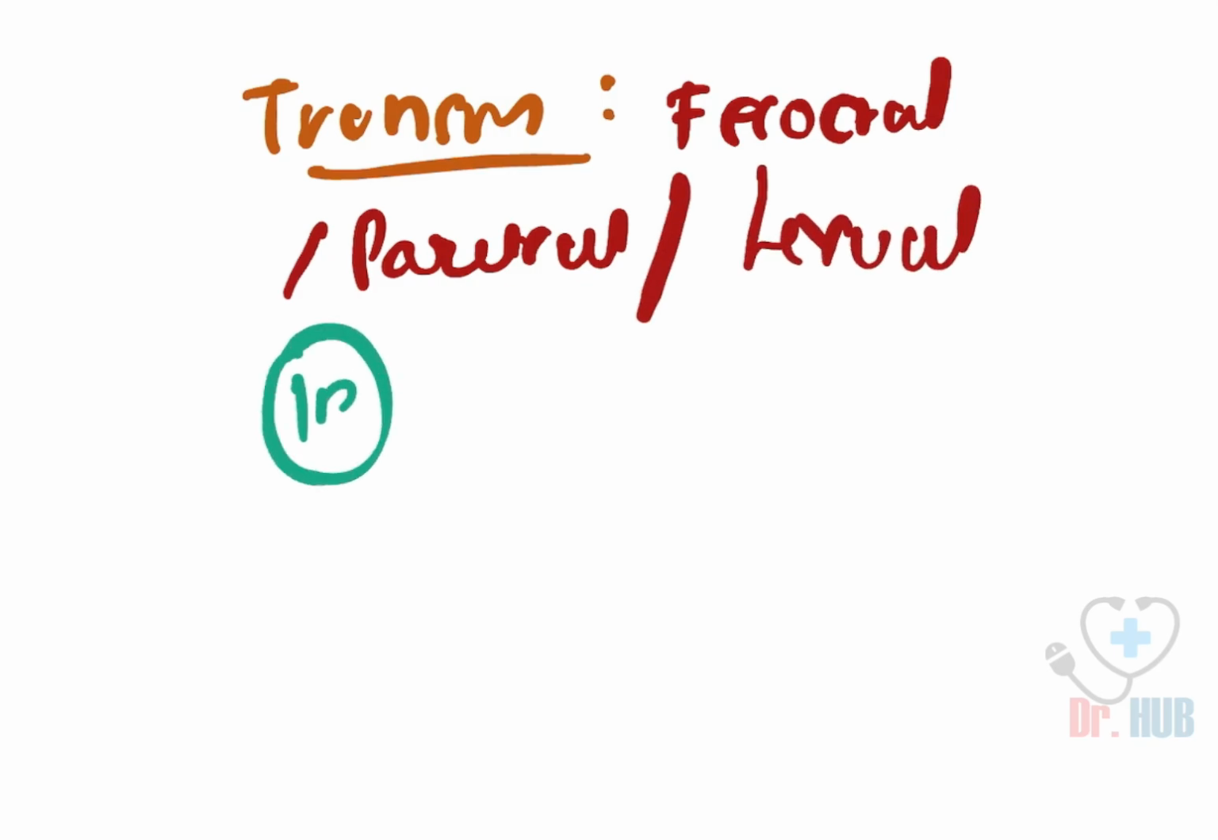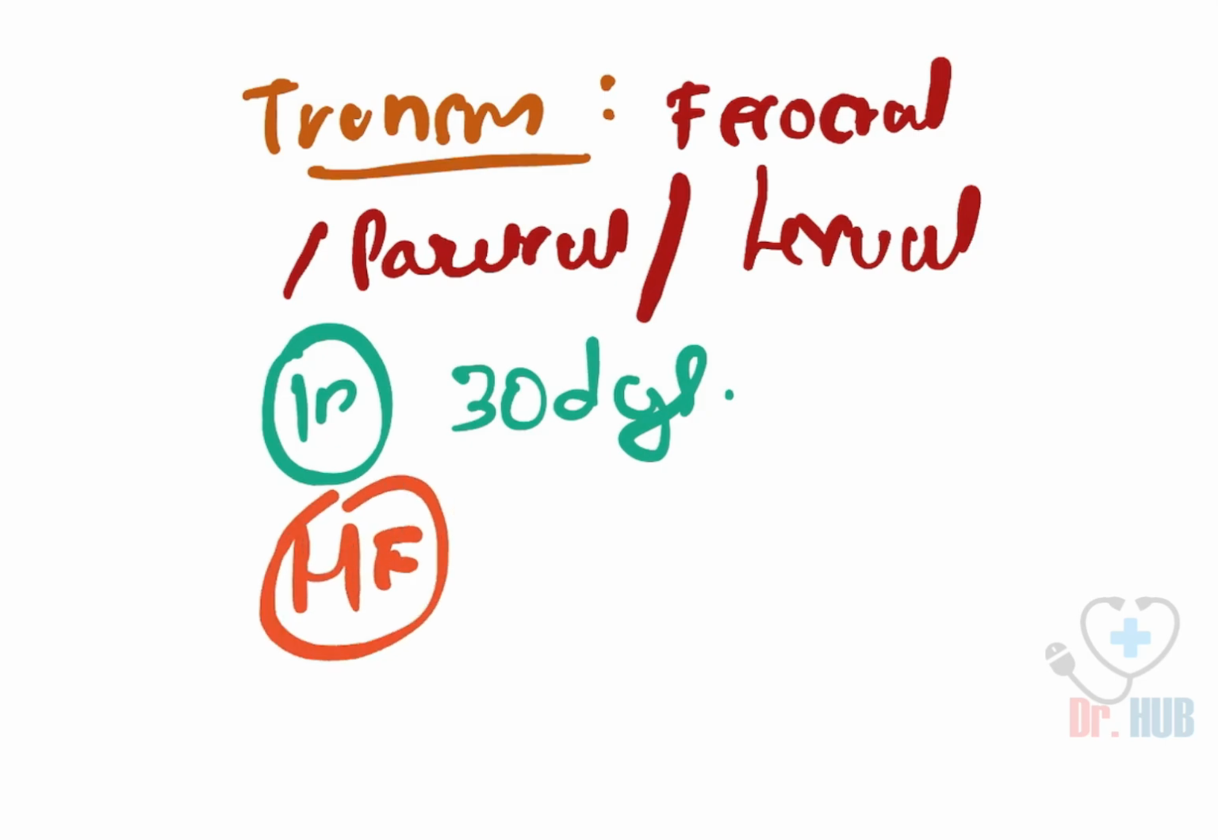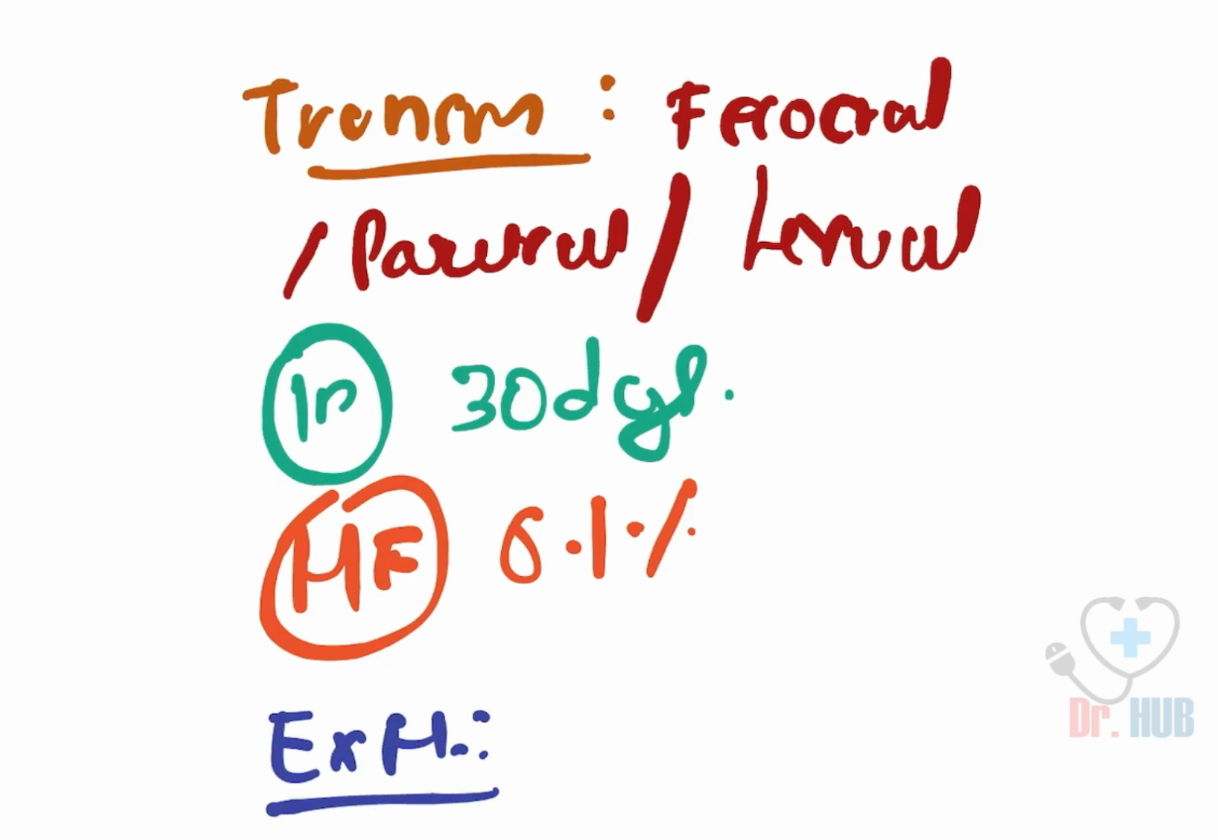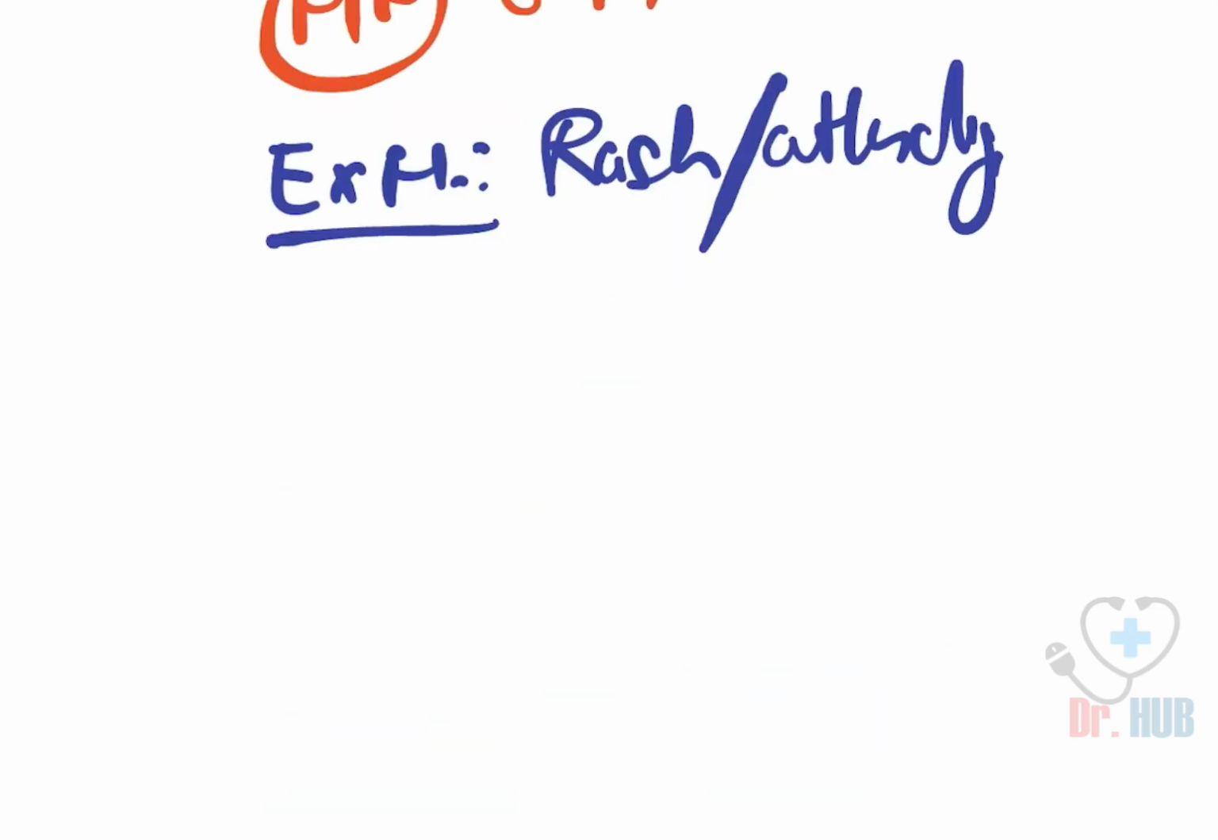Next, we move on to the incubation period. The incubation period is 30 days, and looking at the chances of fulminant hepatic failure, this is about 0.1%. And looking at the extrahepatic manifestations, it includes the presence of rash and arthralgia. All this is with respect to the HAV.